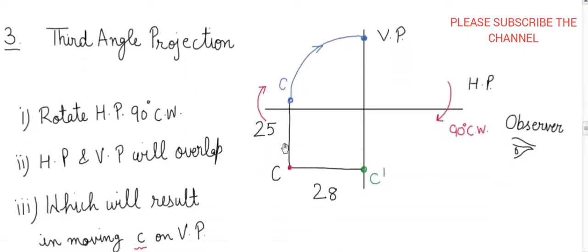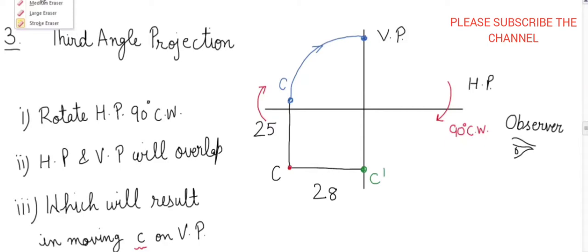The third case shows the point is lying over here. This red dot denotes our point C location. So the point is lying behind the VP. This one is VP. Behind the VP but below the HP. So when the observer sees from here, the front view is projected on the VP. This green dot shows the front view denotation, small c dash. Because this 25 mm is the below HP distance, this 25 mm distance is projected over, which will not get disturbed in any case. After that, this 28 mm distance is projected on HP, because in the top view we are seeing this point C over here.